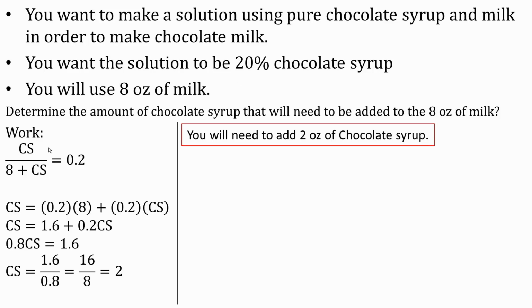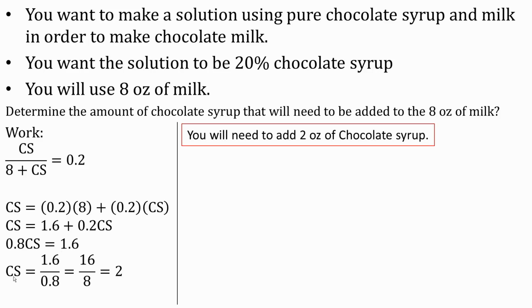And so now let's just do some multiplication. So chocolate syrup is equal to, I'm going to do some cross multiplication. So 0.2 times 8 plus 0.2 times CS. CS is for chocolate syrup. And so now we have chocolate syrup is equal to 1.6 plus 0.2 chocolate syrup. Move the chocolate syrup over to the left and we would get 0.8 chocolate syrup is equal to 1.6.